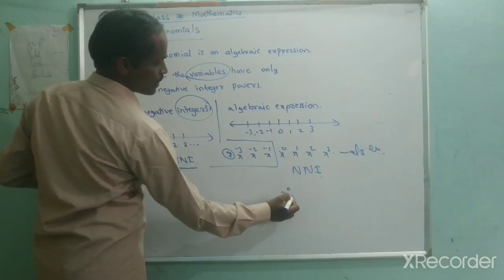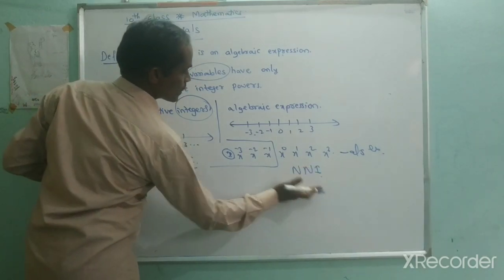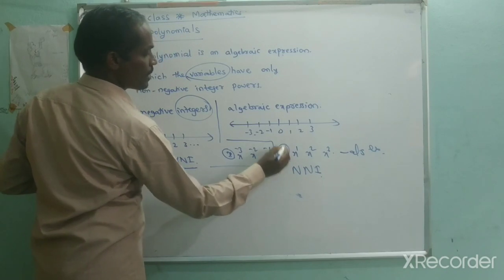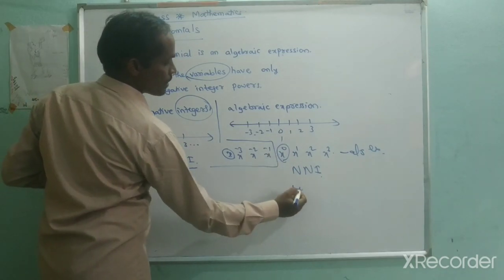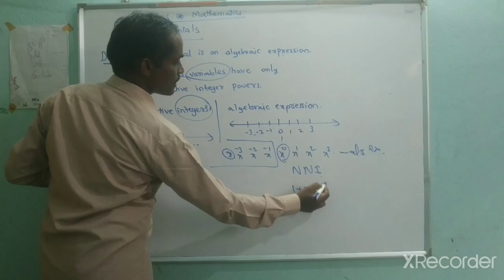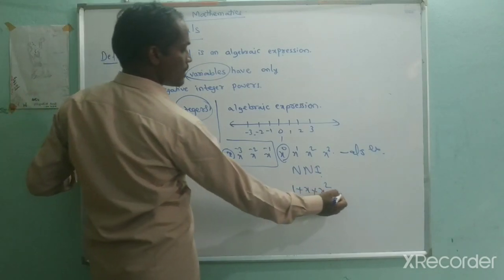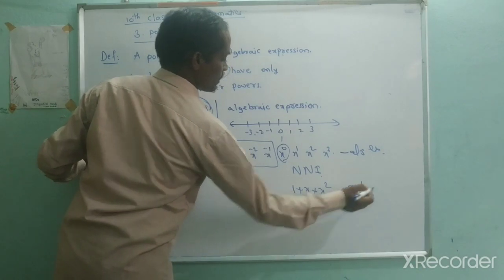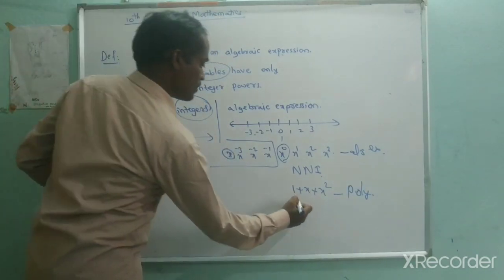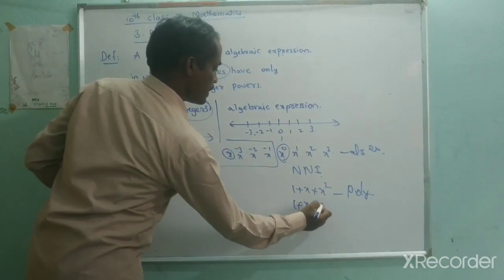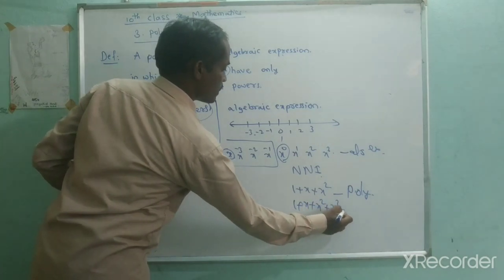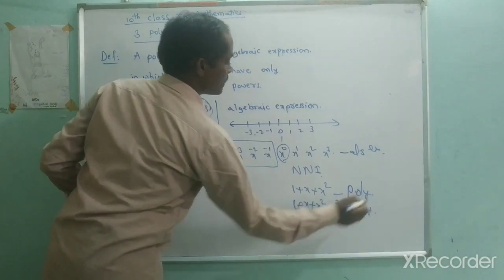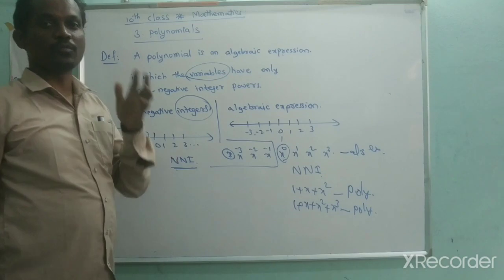So x power of 0 means 1. So we write 1 plus x square. This is a polynomial. 1 plus x square plus x cube. This is also a polynomial. This is the introduction of polynomials.